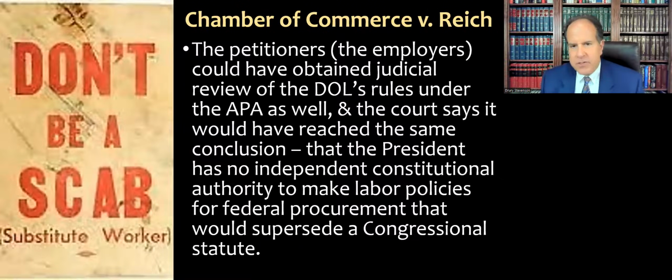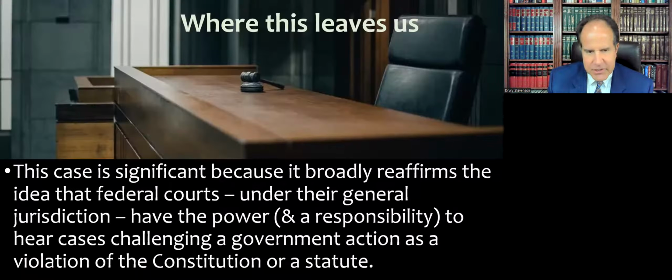So the petitioners, and that's the employers, remember, could have obtained judicial review of the Department of Labor's rules under the APA as well. And the court here says it doesn't matter because they would have reached the same conclusion, that the president has no independent constitutional authority to make labor policies for federal procurement that basically supersede or contradict a congressional statute.